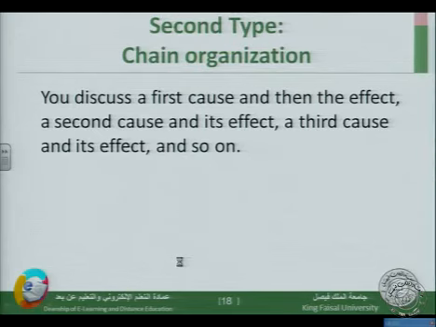The second type was chain organization. احنا حكينا عن block organization. الآن نحكي عن chain organization. So, in chain organization you discuss a first cause, then the result. A second cause, then the result. A third cause, and then the result, and so on.